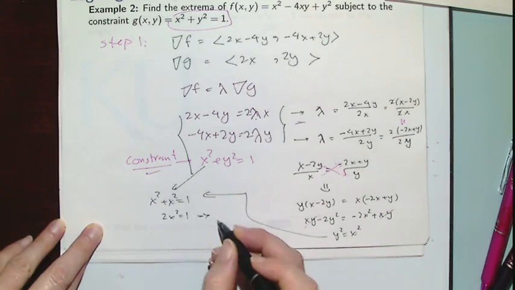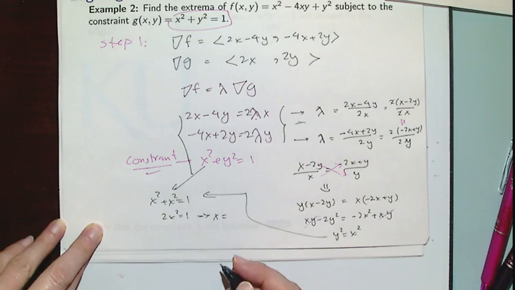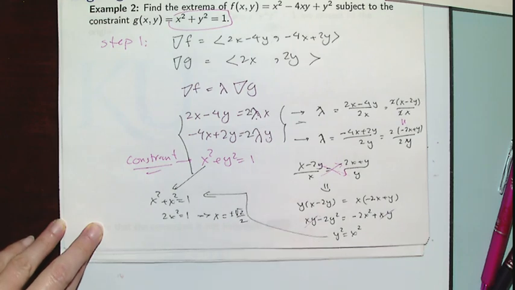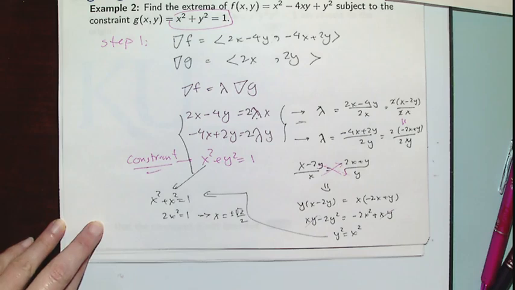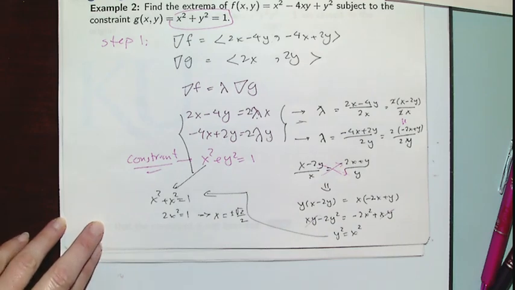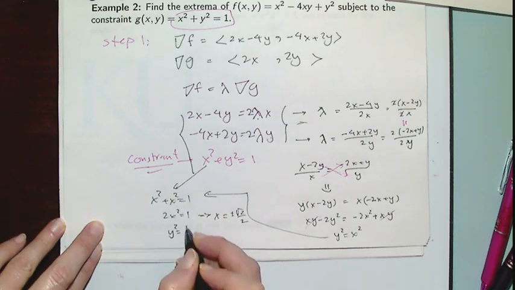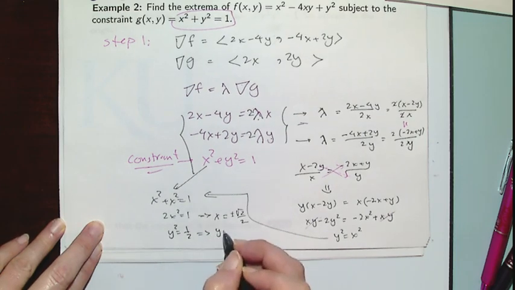What is that x equal to? Plus minus square root of 1/2. What is that also called? Plus minus square root of 1/2 is also plus minus square root of 2 over 2. So what is y here? Y squared also is equal to 1/2. So what is y?